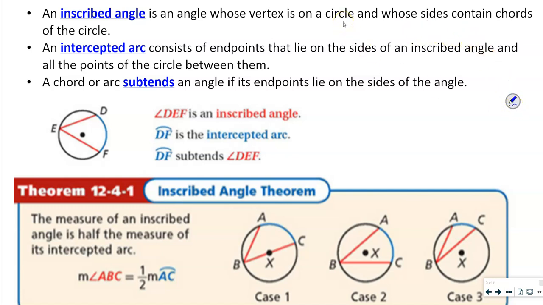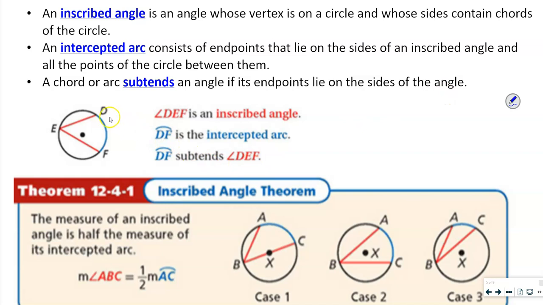This is different from what we've done before. We've done central angles, and their vertex is at the center of the circle. Now this one's on the circle. An intercepted arc consists of the endpoints that lie on the side of the inscribed angle and all the points of the circle between them. So basically, this is an inscribed angle down here. You all see A, B, C. Its intercepted arc is the arc that basically subtends it or closes it in. That's what the term subtend means. A chord or arc subtends an angle if its endpoints lie on the sides of the angle.